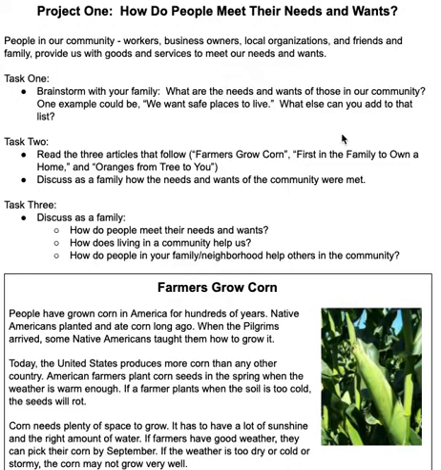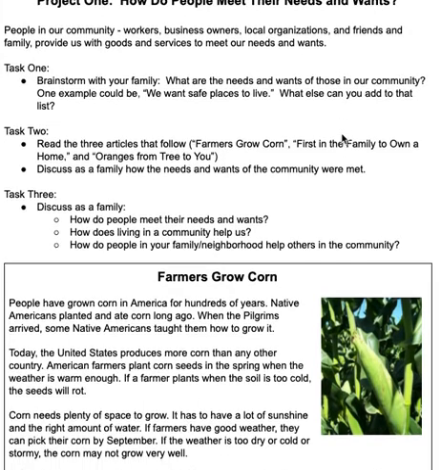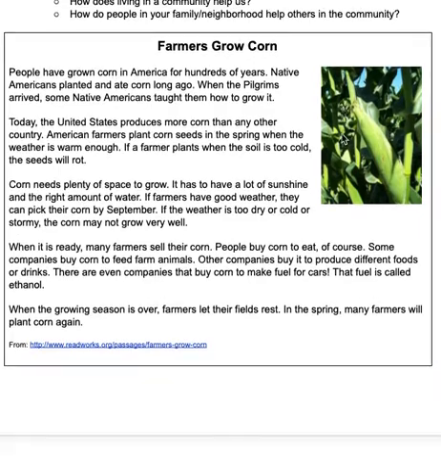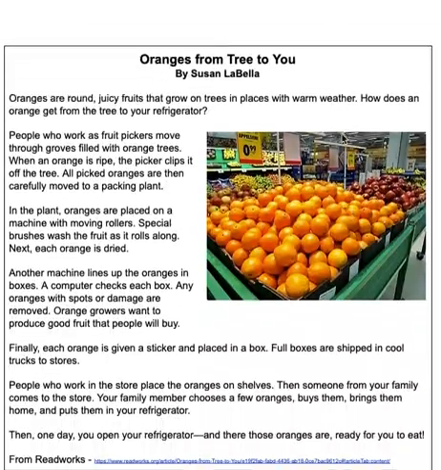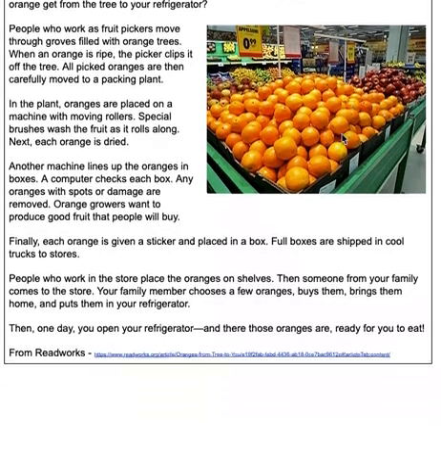Task 2. Read the 3 articles that I provided for you: Farmers Grow Corn, First in the Family to Own a Home, and Oranges from Tree to You, and discuss how the needs and wants of that community were met. And then the final task in this particular project is, as a family, discuss how do people meet their needs and wants, how does living in a community help us, and how do people in your family or neighborhood help others in their communities. So here's the first one, Farmers Grow Corn. The second article, First in her Family to Own a Home. And the third article, Oranges from Tree to You.